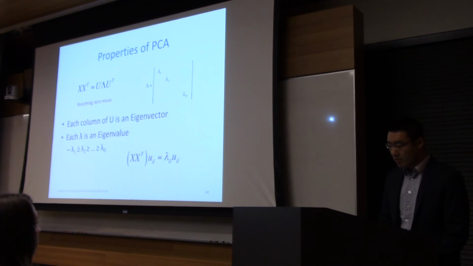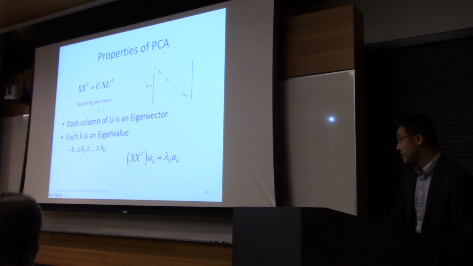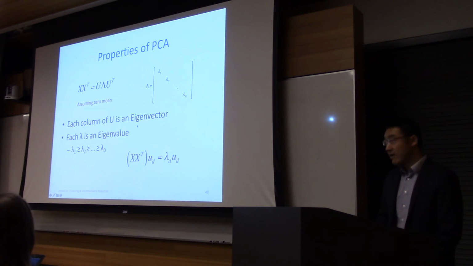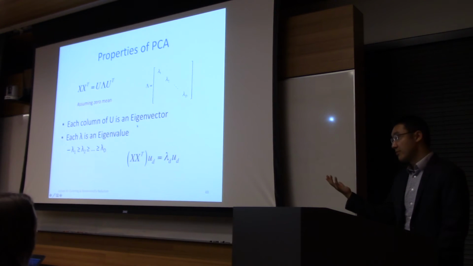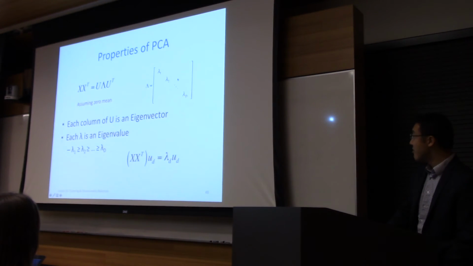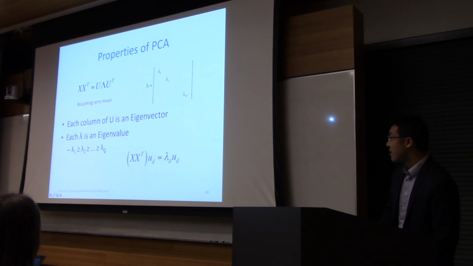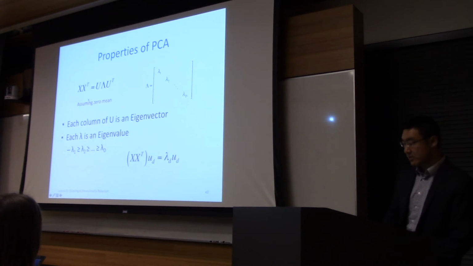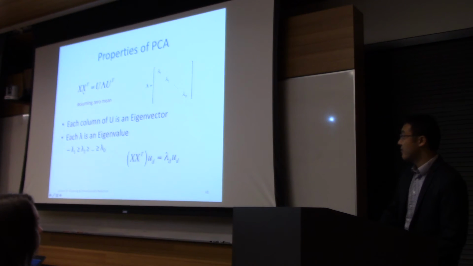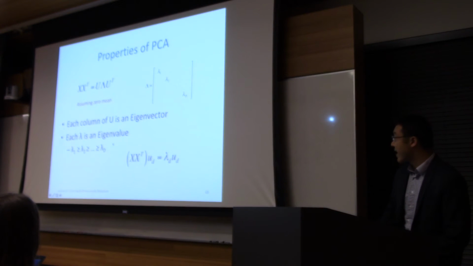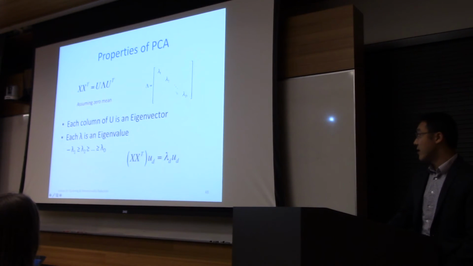And so, this U is assumed to be an orthogonal matrix. Each column is also known as an eigenvector. I'm assuming this is review for most of you. And then this lambda matrix is actually a diagonal matrix, so the off diagonals are 0, and each individual lambda is called an eigenvalue. In this particular case, because XX transpose is symmetric positive semi-definite, all the eigenvalues are non-negative. And we assume that the eigenvalues are sorted in decreasing order.